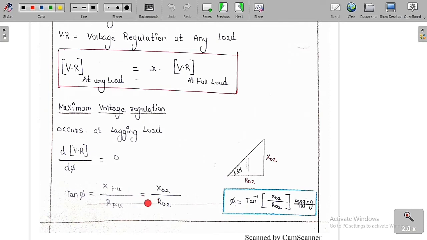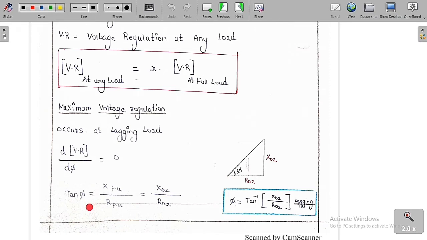If you do the simplification and rearrangement, we finally get tan phi is equal to X per unit by R per unit, or simply X naught of 2 by R naught of 2, because X per unit is equal to X naught of 2 by Z base and R per unit is equal to R naught of 2 by Z base. So Z base cancels, and we get X naught of 2 by R naught of 2. This is the power factor angle: phi is equal to tan inverse of X naught of 2 by R naught of 2. At this power factor angle, we get the maximum voltage regulation.